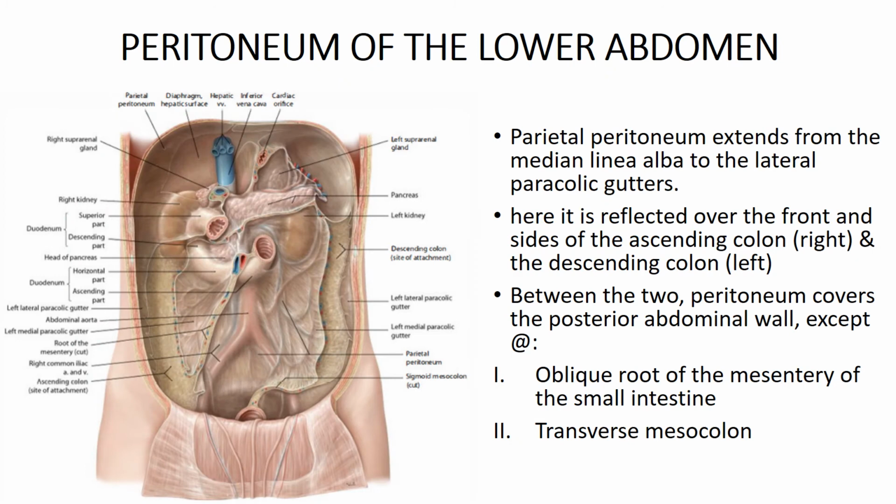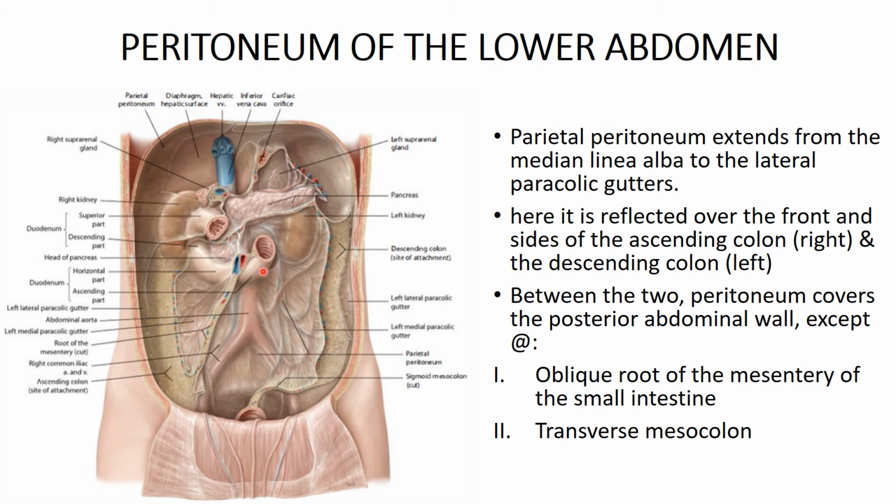Let's understand the peritoneal reflection of the lower abdomen. In this view, the jejunal and ileal loops have been removed by cutting at the root of the mesentery, and the ascending, transverse, descending and sigmoid colon have been removed. The transverse and sigmoid colon have been removed by cutting at their mesentery, whereas the secondary retroperitoneal portions of the ascending and descending colon have been removed.